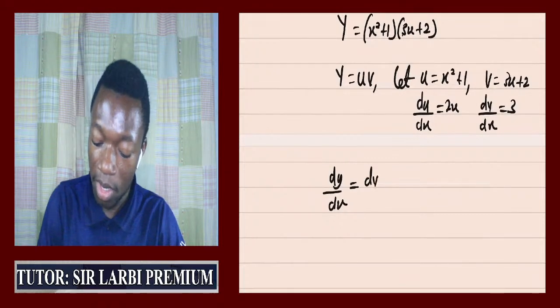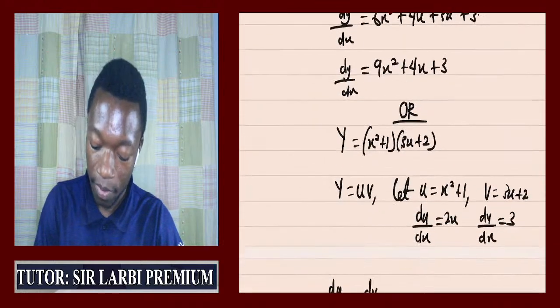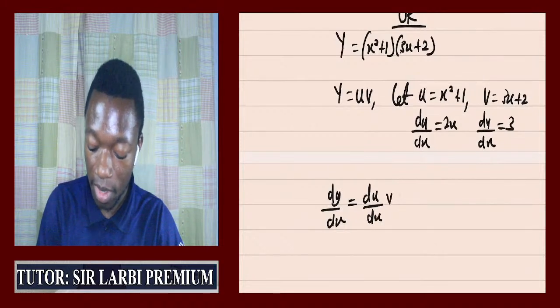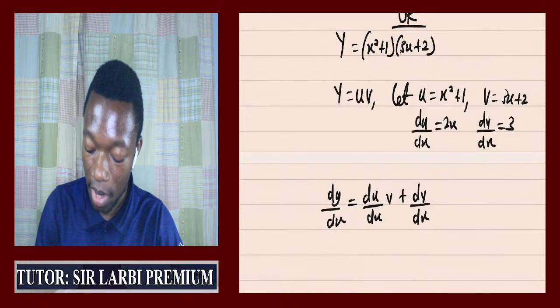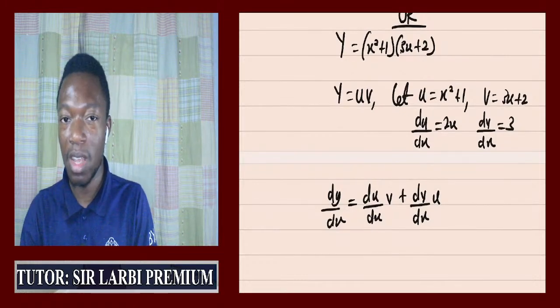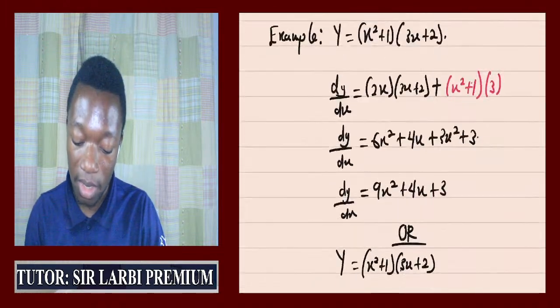The what? Let's see. Du over the x. It is what? Du over the x over the x, then multiplying v plus dv over the x multiplying what? U. And that will give us our product function derivative. So all I want to do is come back and do your substitution, and that's it.